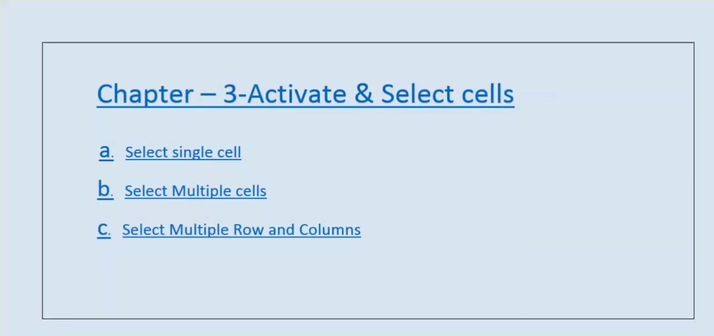Welcome to the third chapter of Visual Basic for Applications. In this chapter, we are going to cover how to activate and select cells. The first thing we will be covering is how to select a single cell. Then we will go through how to select multiple cells. And then the final one will be how to select multiple rows and columns. So let's move ahead.